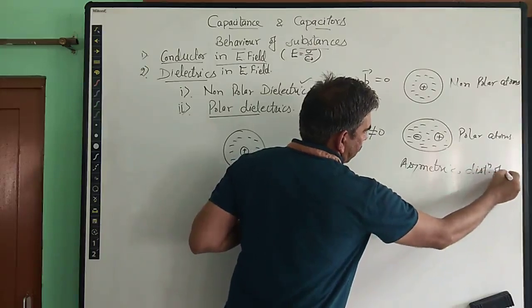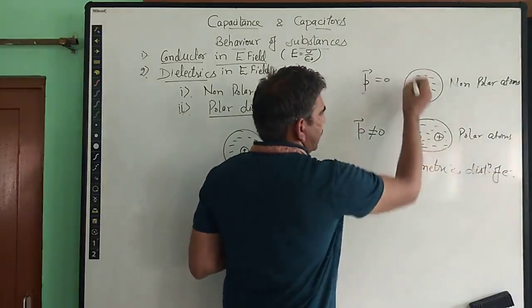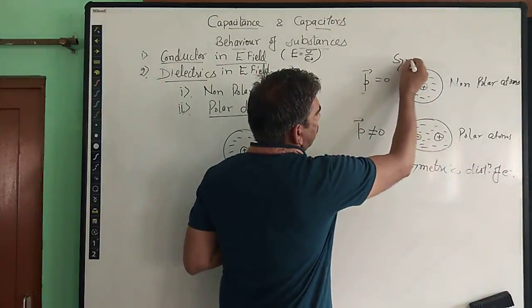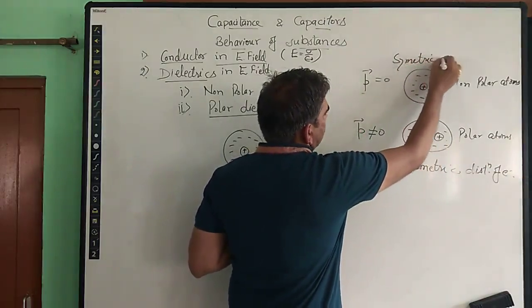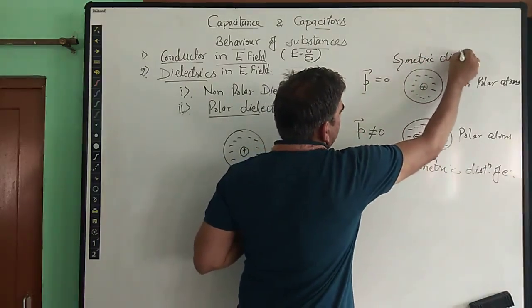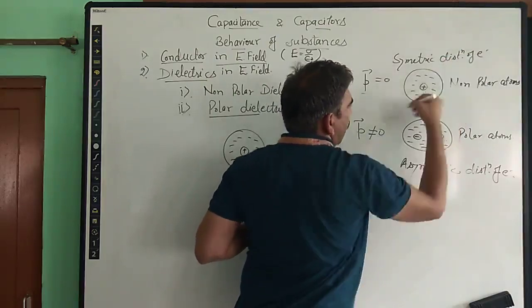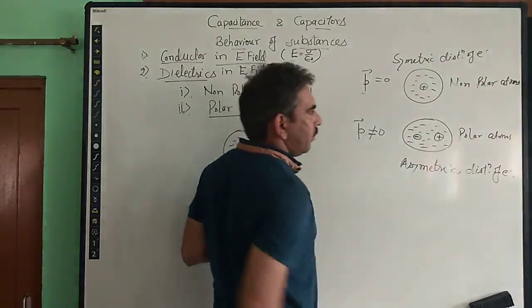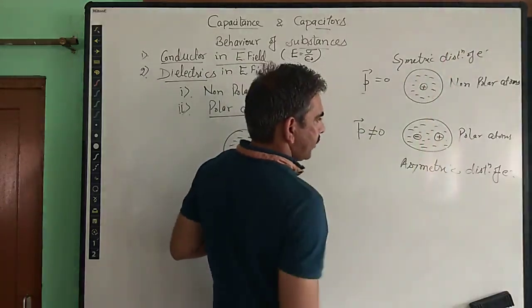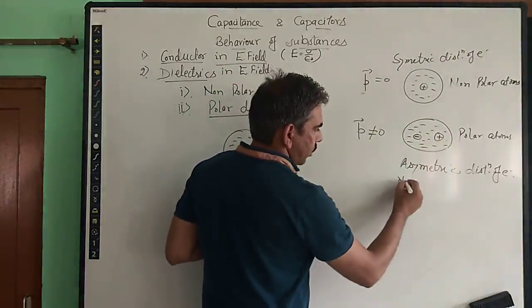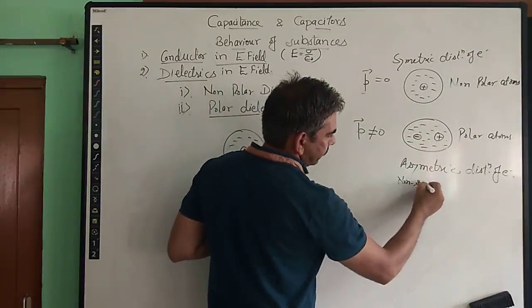Of electrons, and in this case it is the symmetric distribution of electrons around, or we can say with respect to, the negative charge of the atom. So this is asymmetric. We can also call it non-symmetric.